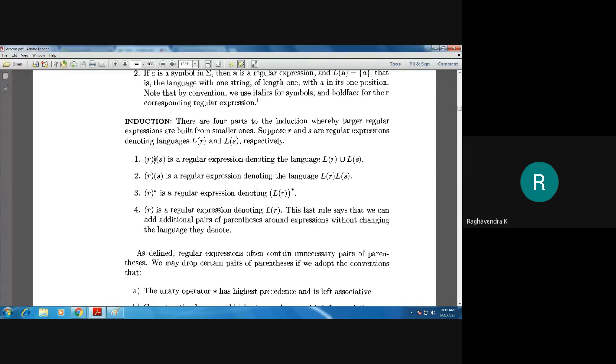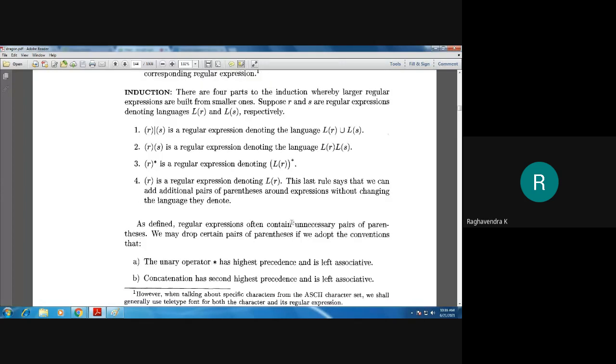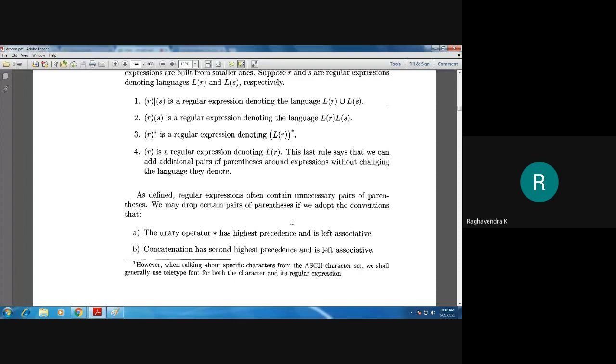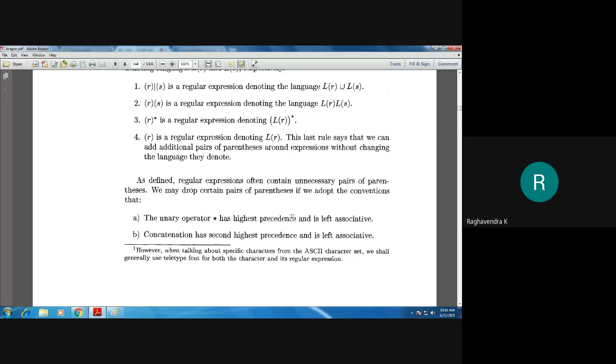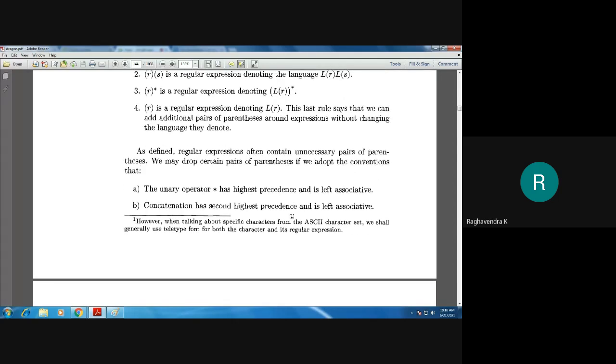So r concatenated with s is a regular expression which is denoting this particular language. Similarly, r | s is a regular expression denoting the language L of r union L of s. So I think union operation and concatenation operation. So r star is a regular expression denoting L of r star, and r, if we simply put, is a regular expression denoting L of r, right? So these are some of the things that we need to remember and how we actually frame a regular expression. So the important point here is that you need to know how to write a regular expression for a particular language.